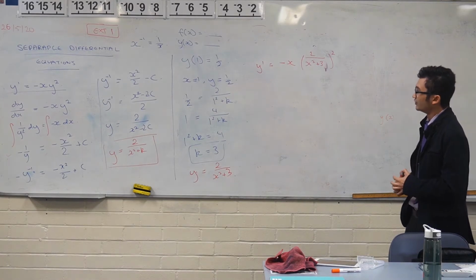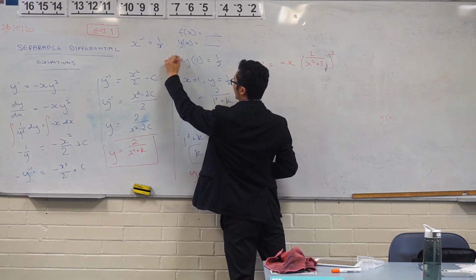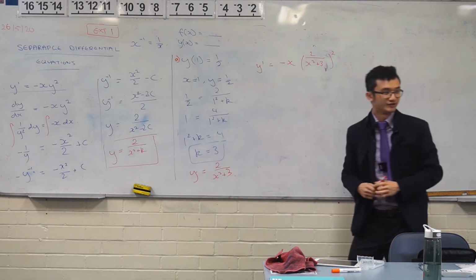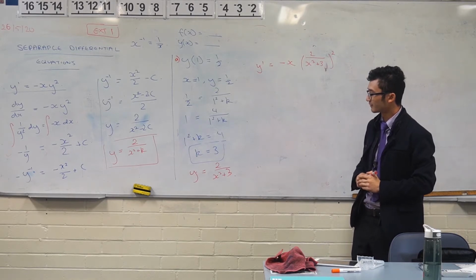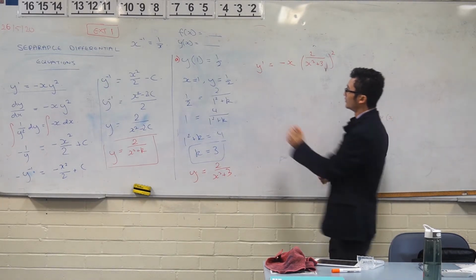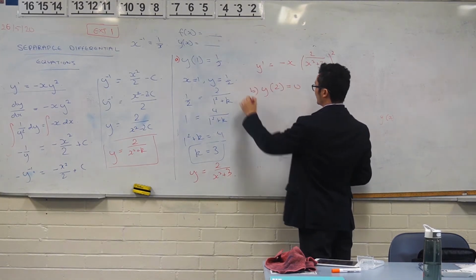The other thing I want to do, though, is that that's not the only particular solution you were given. That was like A or whatever, right? Was there another one? There was. What was it? y(2) is 0. So y(2) equals 0 was part B, I suppose, yeah?